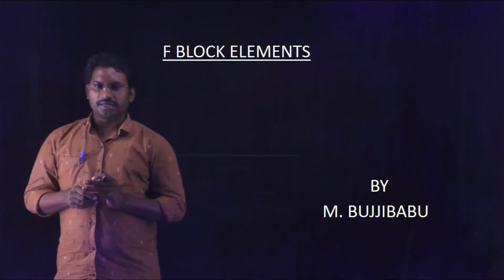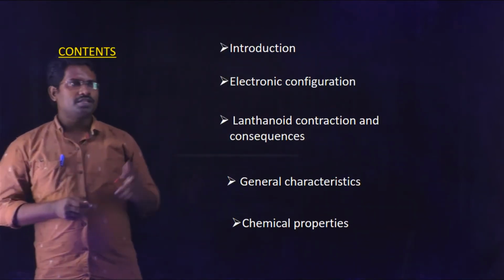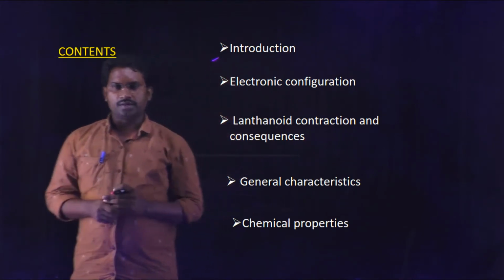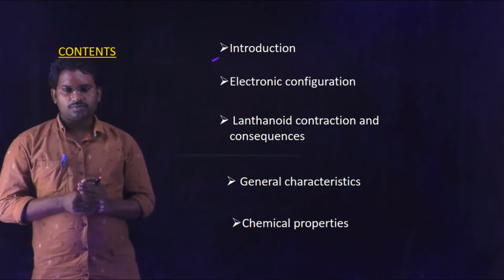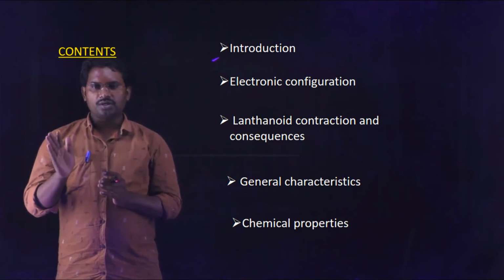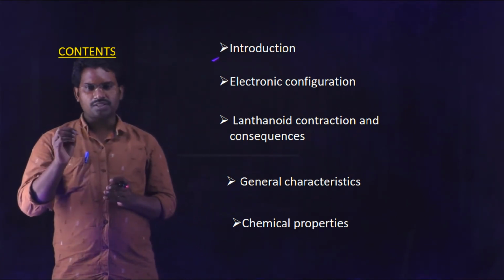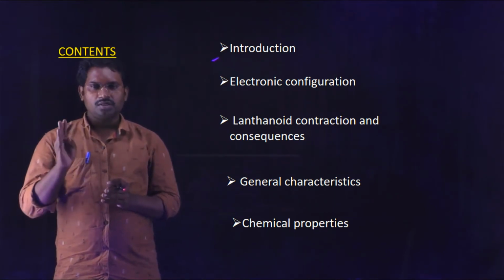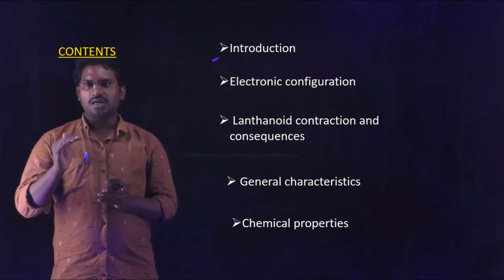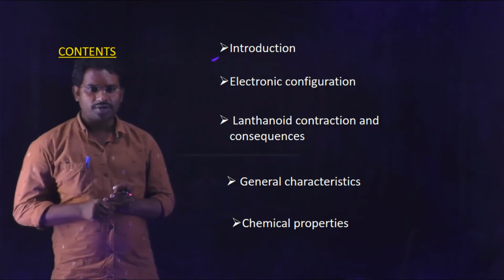So look at the contents present in this video. First one, introduction. What are F block elements? What type of elements are present in F block? Why are the F block elements called inner transition elements? And how many series of elements are present in F block? That means there are two series of elements. First series is 4F series, the lanthanoid series, and second series is 5F series, the actinoid series.